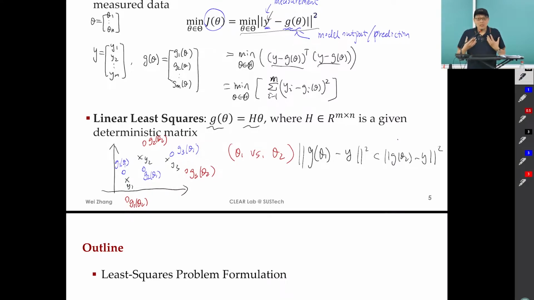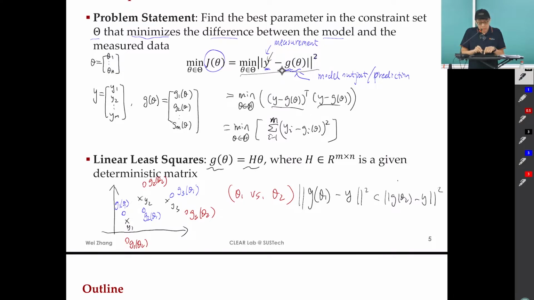That's intuitive. Of course, I can design a different cost criteria. Maybe my purpose is to deviate from the data as much as I can. So in that case, theta 2 will be better. That's up to you. The cost criteria is up to you. But if we agree upon the cost criteria, then we should find the best solution. So our goal now is trying to find the theta which can minimize y minus g of theta.